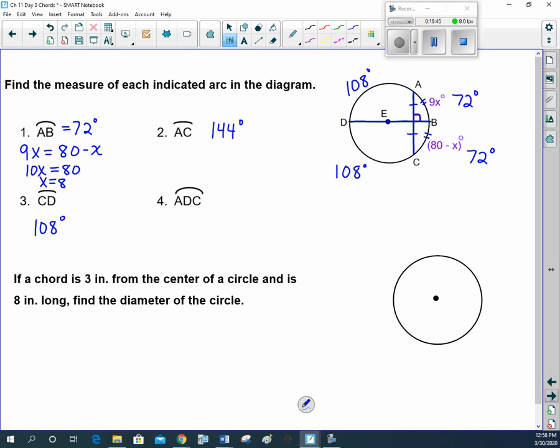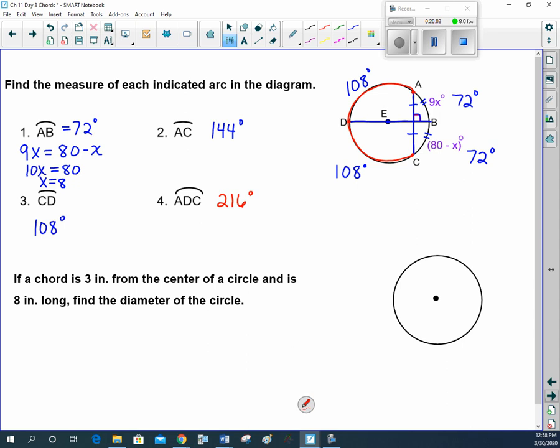So remember, you have to go in the direction that it says. So I'm starting here at A, going to D, and I'm ending at C. So I add 108 and 108. That would be 216 degrees.